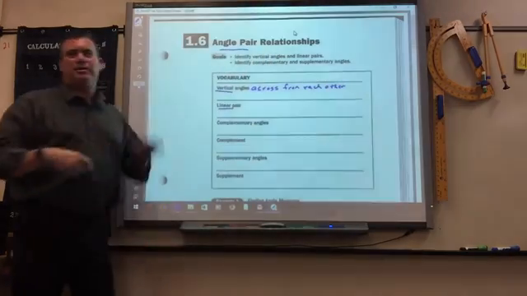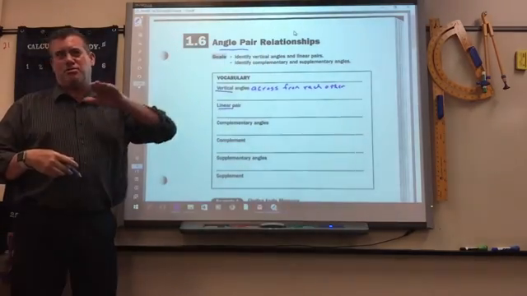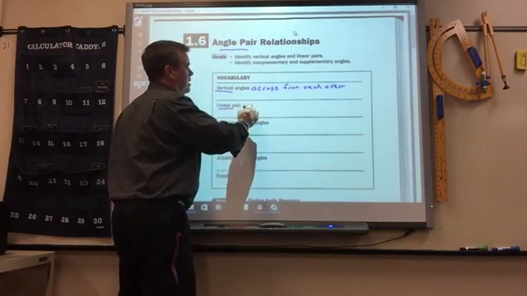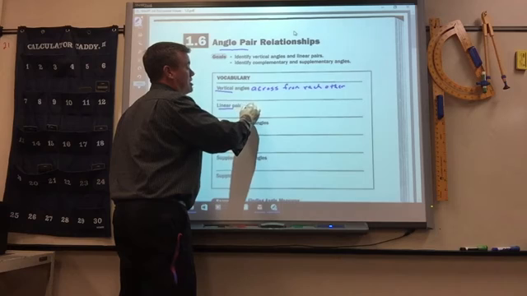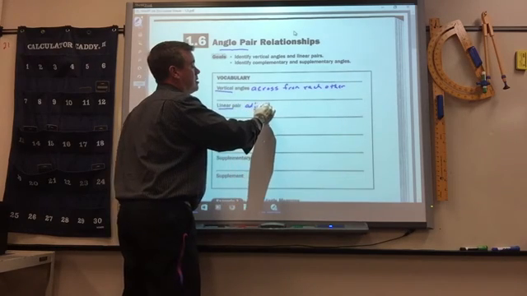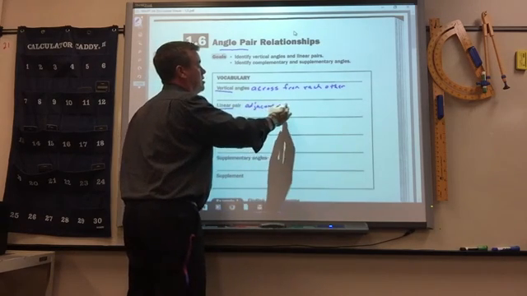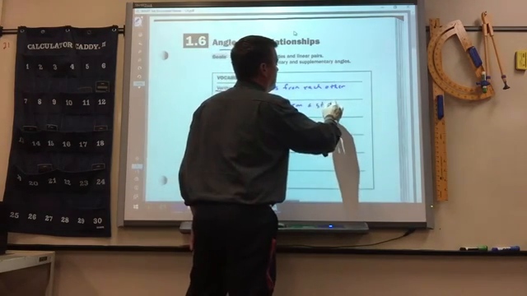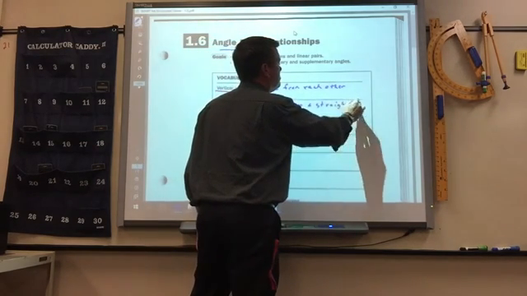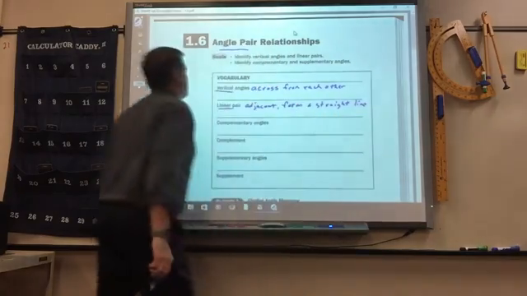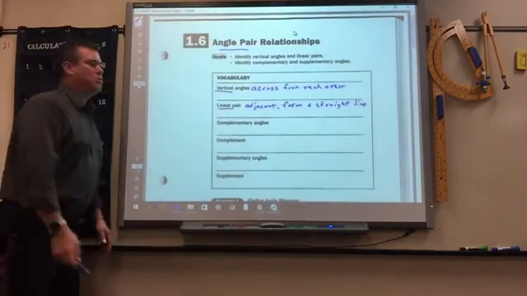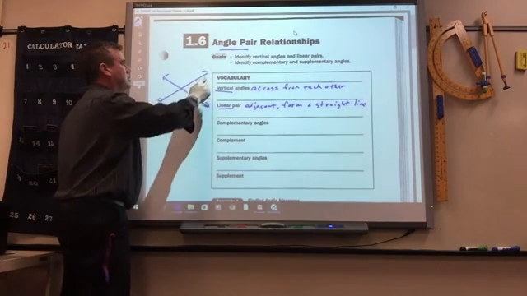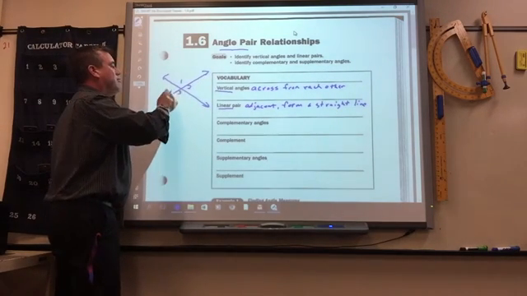Linear pair, linear means straight line. So a linear pair, they're adjacent. Remember, that's next to each other, and form a straight line. So the picture you're going to see throughout the book most often is two lines that intersect, forms 4 angles.